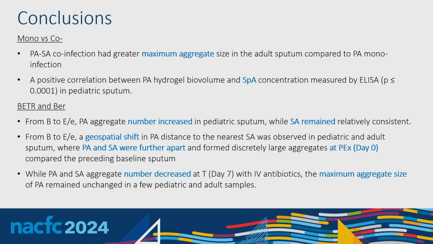In terms of the changes between the time points, from B to E, PA aggregate number increased in pediatric sputum while SA remained relatively consistent. And there's also a geospatial shift in PA distance to the nearest SA observed in pediatric and adult sputum, where PA and SA became further apart and formed discretely large aggregates at PEX day 0 compared to their preceding baseline sputum. And last, while PA and SA aggregate number decreased at time point T day 7 with IV antibiotics, the maximum aggregate size of PA remained unchanged in many of the adult and pediatric samples.